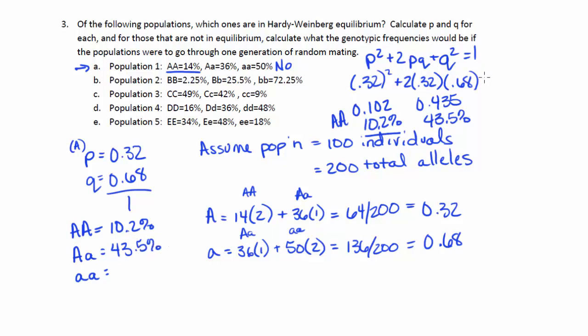And then if we look at Q squared, 0.68 squared, this is equal to 0.462 or 46.2%. And so that should be the frequency of little a, little a. Okay, so those are the frequencies of the genotypes if the population was to go through one generation of random mating and reestablish that equilibrium.